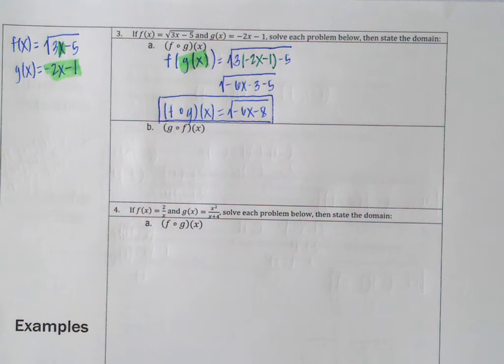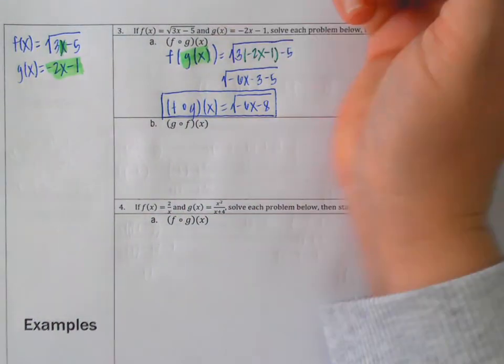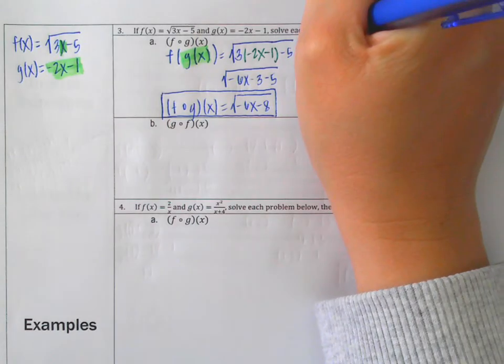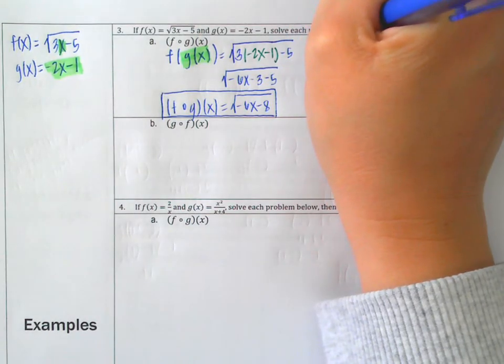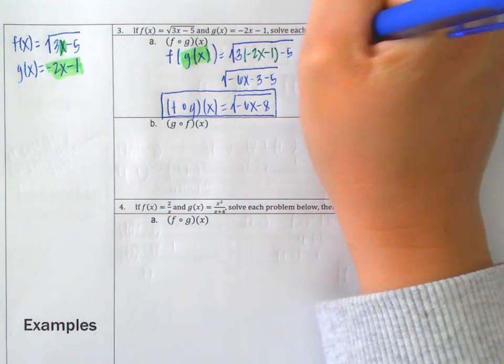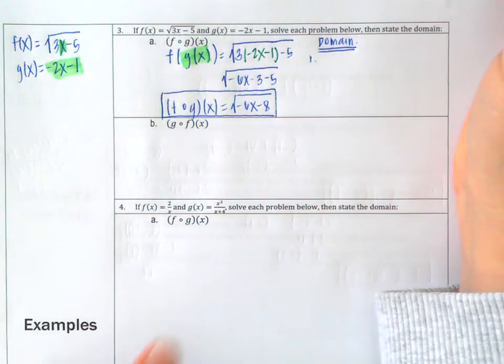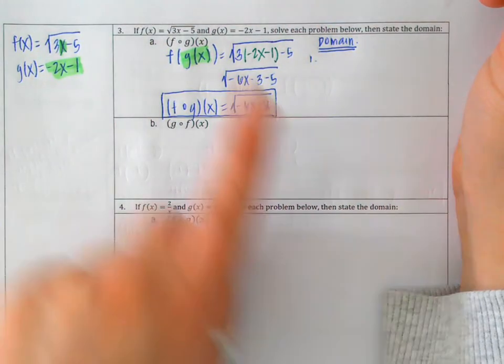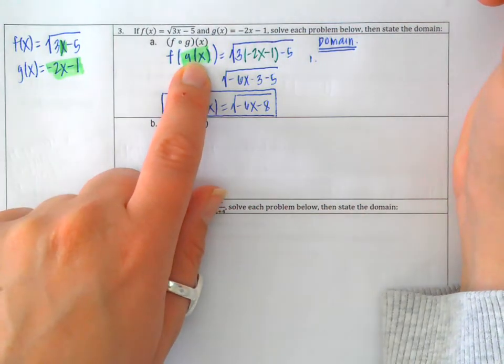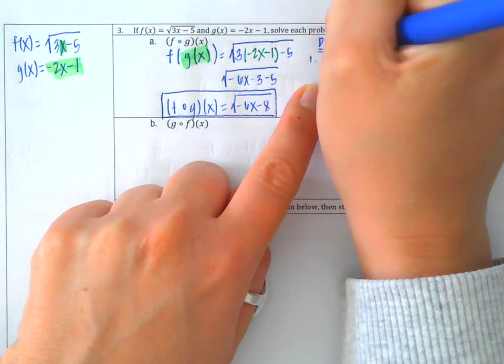Then we need to find the domain of my composite function. Remember, this is two parts. We first have to find the domain of the function that was inputted. The function that was inputted was g of x, so we have to do that first.